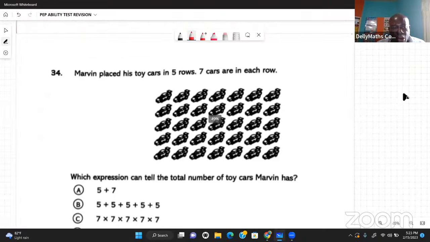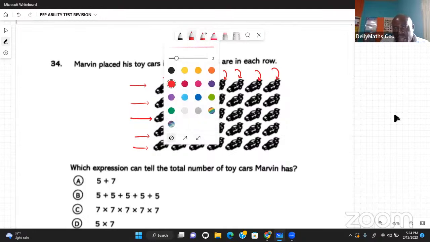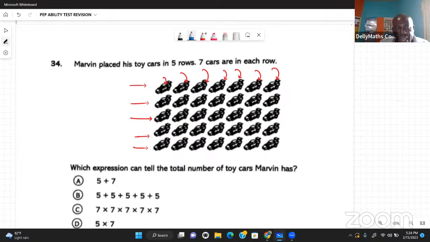Still going. It says here, Marvin placed his toys in 5 rows, right? As you could see, 5 rows. I could point at them. Row 1, row 2, row 3, row 4, row 5. Those are rows. Rows are laid horizontally. All right, 7 cars in each row. And you're seeing them. Let's count them off. 1, 2, 3, 4, 5, 6, 7. Now, if we should play around with the numbers, let's play with the numbers. All right, let me change the color. This is a 5, and that's a 7, right?